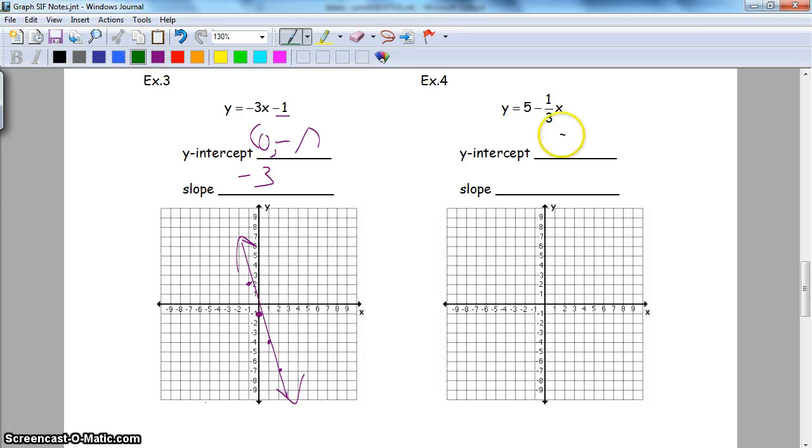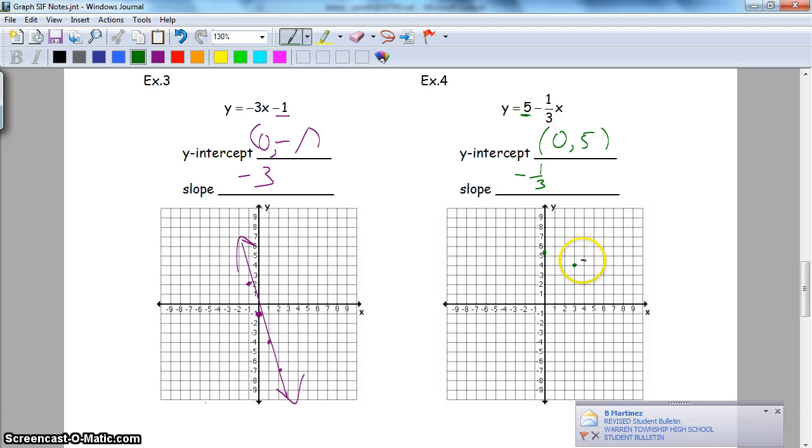In example 4, our y-intercept, remember it's the thing that's not attached to x, so that would be 5. So (0, 5). And our slope is -1/3. So down 1 and run of 3. Down 1, run 3. What if I went up 1 and you go left 3?